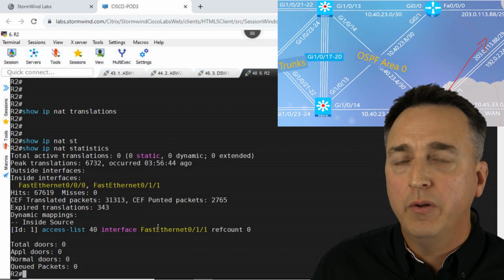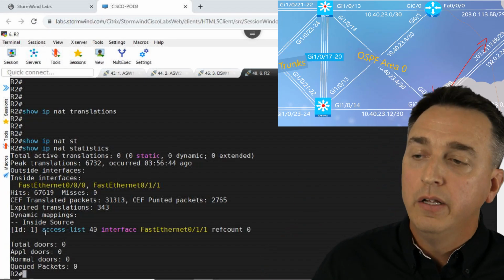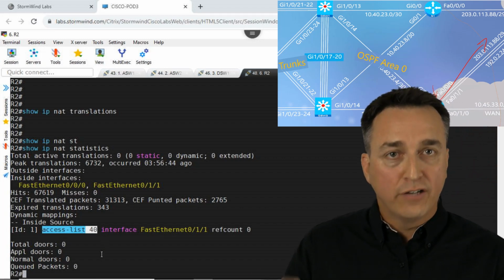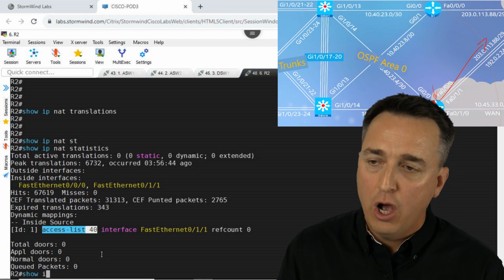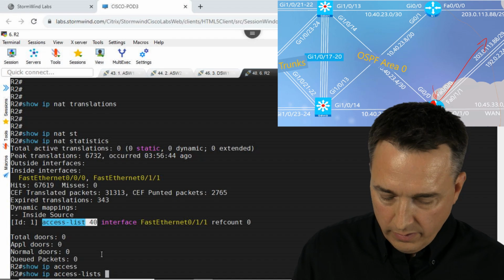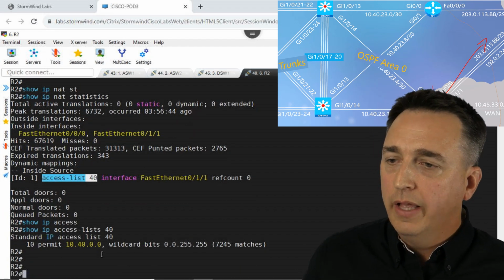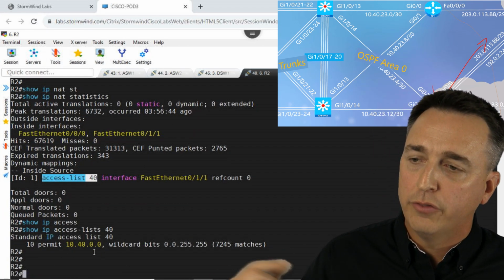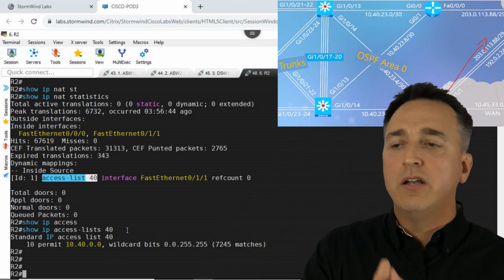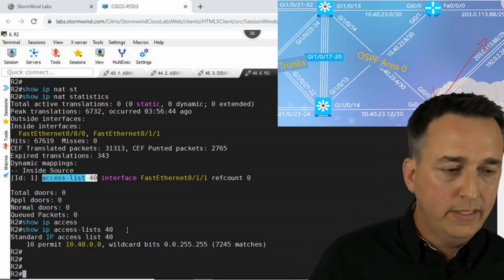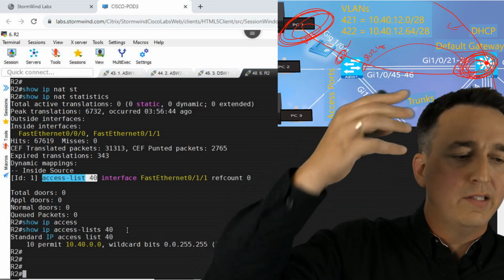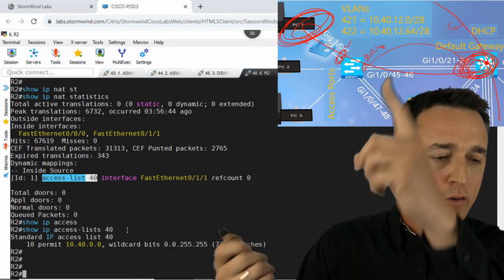All right, what's the first thing we want to take a look at? Well, number one, does the access list that we have for NAT actually allow us to do the translation? So if we type in show IP access list 40, it says 10.40.0.0 through 10.40.255.255. So our subnet, we said, was 10.40.12.0. So that matches. That's going to work for us.